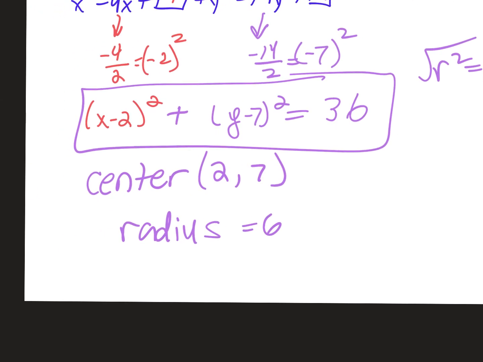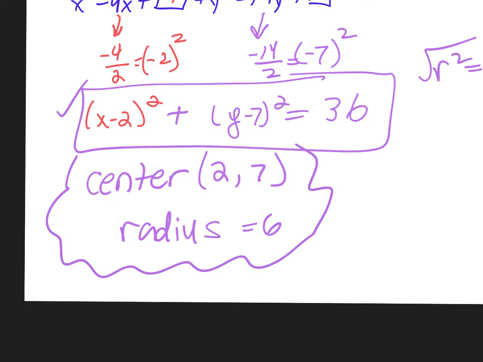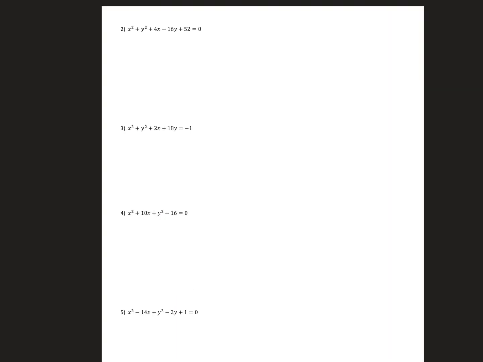Why is it just positive 6? Radius is a length, right? It measures distance, so it's just positive. So you'll have a question on your quiz that says, here is an equation. Find the equation of the circle. That's this part. Then identify the center and the radius. All you're doing is just completing the square twice. Pretty straightforward. So now we're just going to practice a bunch, all right?